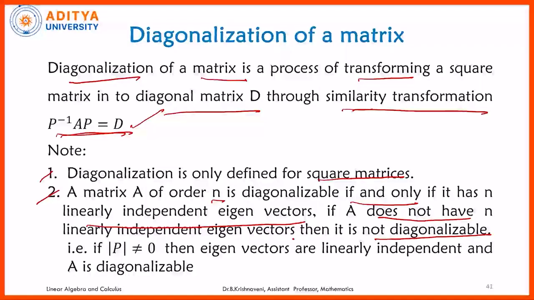So, in order to check whether A is diagonalizable, we can do this. If the given matrix is of order n, it is diagonalizable if and only if it has n linearly independent eigenvectors. If it does not have n linearly independent eigenvectors, then it is not diagonalizable. That is, if det P is not equal to 0, then the eigenvectors are linearly independent and A is diagonalizable.